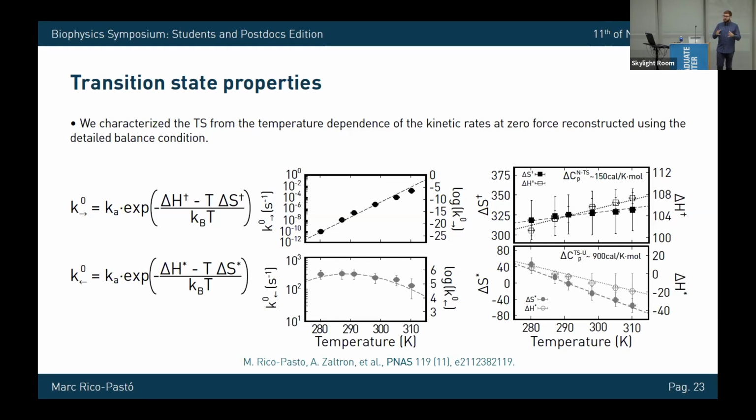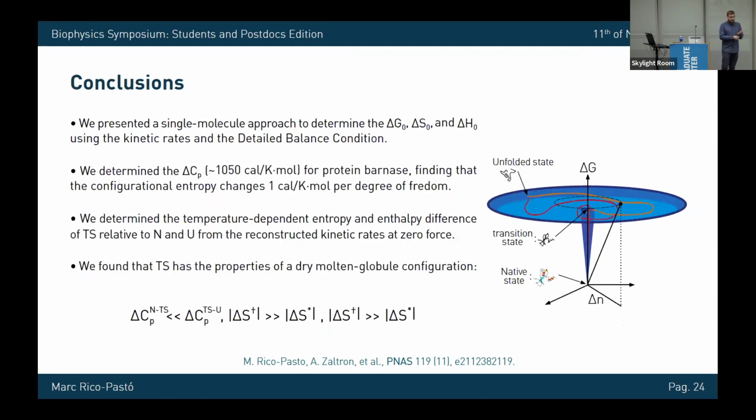This suggests that at the transition state, the protein is more or less well organized, but the hydrogen bonds are not stabilized. Also, this is supported by the fact that the enthalpy and entropy difference between the native and transition state are 10 times larger than the difference between the transition state and the unfolded state. So, globally, we are seeing that the transition state has the thermodynamic properties of the molten globule state proposed by Oleg Ptitsyn in the late 80s.